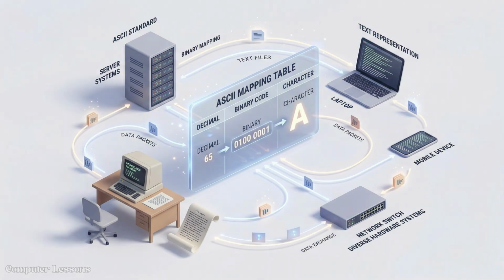To represent text, computers map binary numbers to specific characters using standardized tables like ASCII. In the original ASCII standard, the number 65 represents the capital letter A. This mapping allows diverse hardware systems to exchange readable text files and data packets.